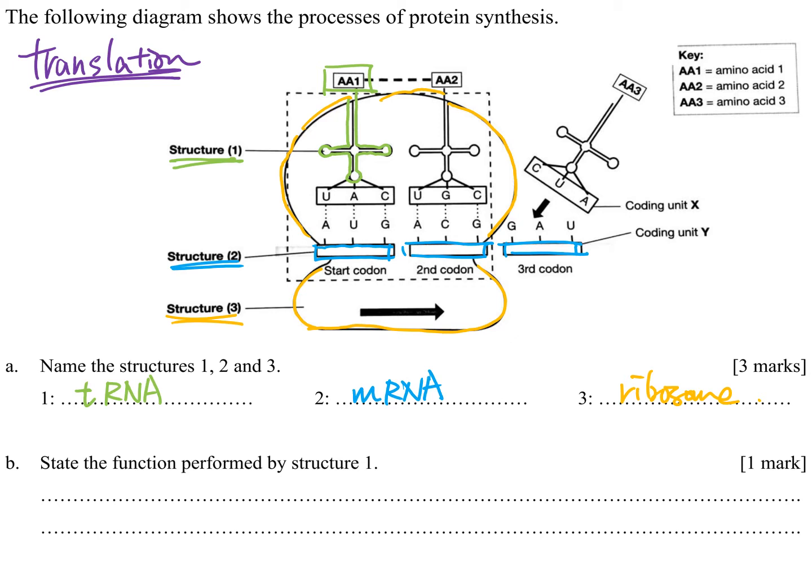And then let's go to question B. Can you state the function performed by structure 1? Structure 1 is the tRNA. The function is it is an amino acid carrier. And the function is to carry the amino acid to the ribosome. Let's write down.